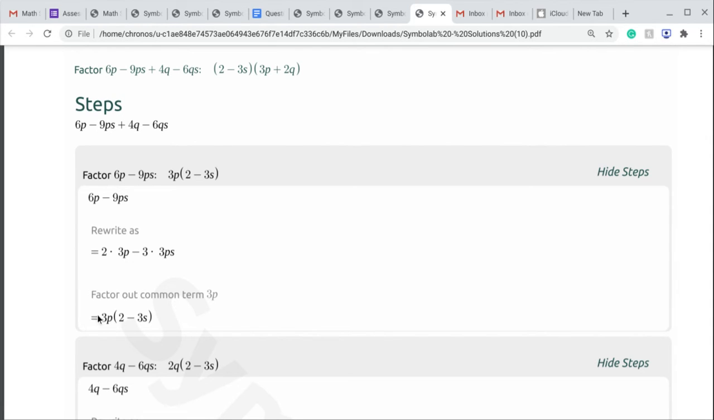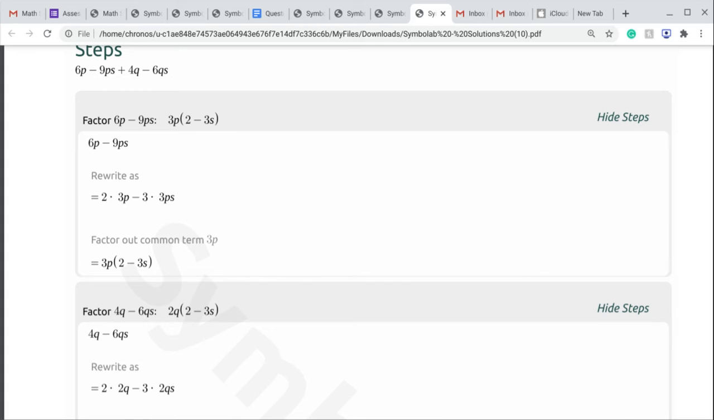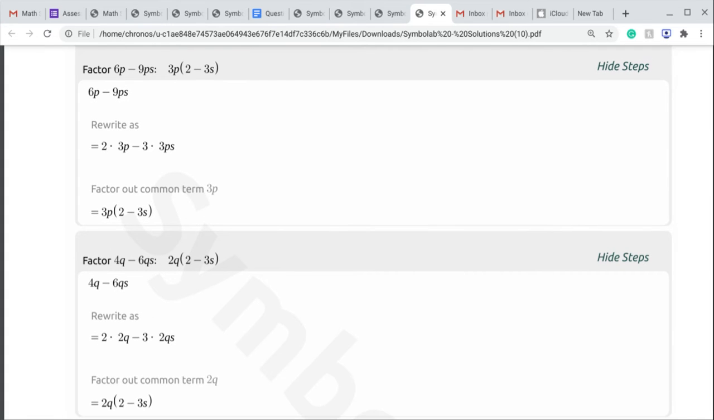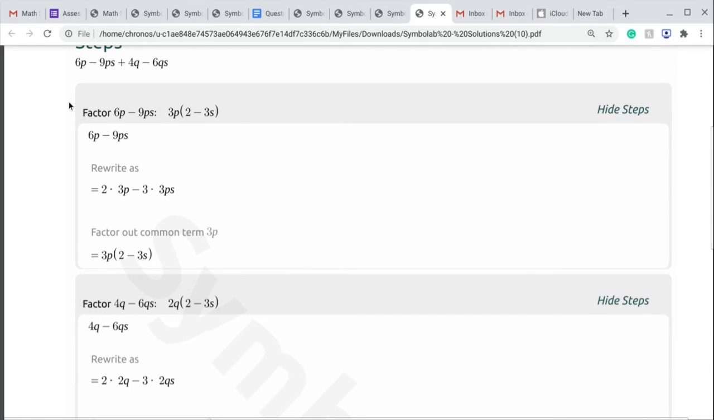So now 3p goes into 6p 2 times. 3p goes into negative 9ps negative 3 times, negative 3s. So 3 into negative 9 goes negative 3 times, and p into negative 9ps goes s times, because the p's cancel and s is remaining. After we're left with that section, we bring it back down and factorize the other side of the question, because we've only completed the left-hand side.